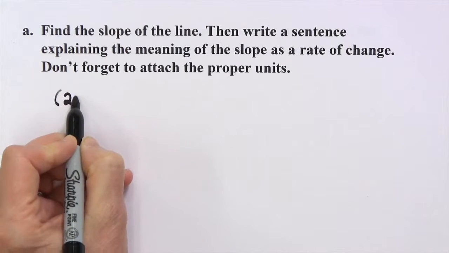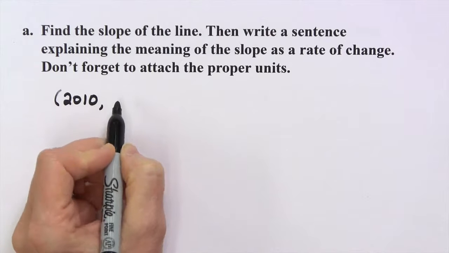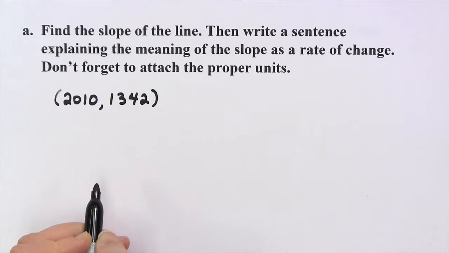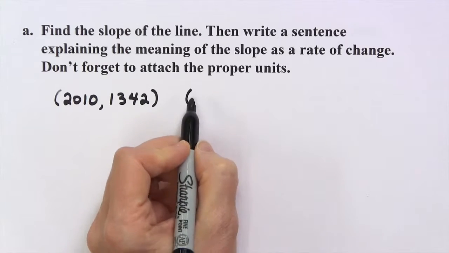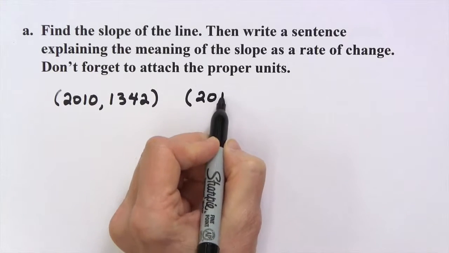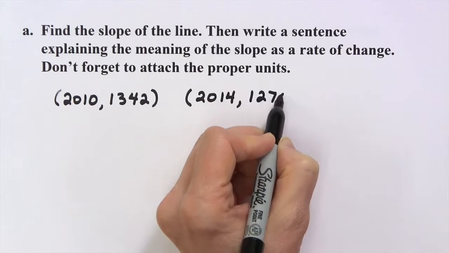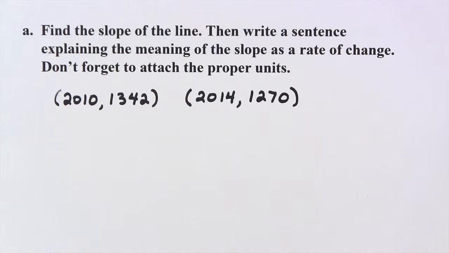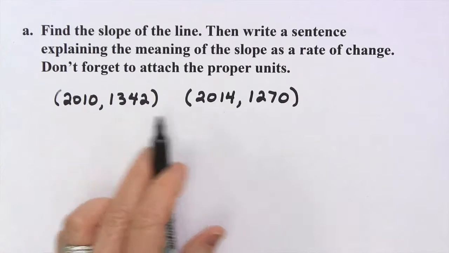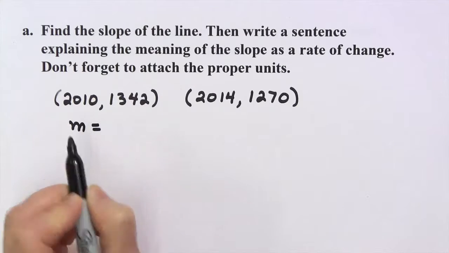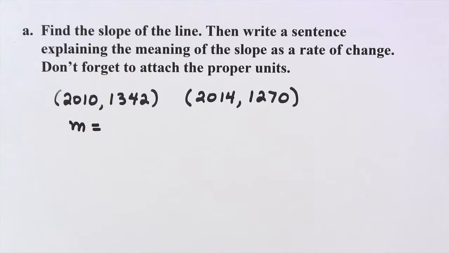So remember, I had 2010, and then I had 1342, movie ticket sales in millions. I also had another ordered pair, year 2014, and 1270. So there's my two ordered pairs that are associated with two years. And now I want to find the slope of the line through these two points.